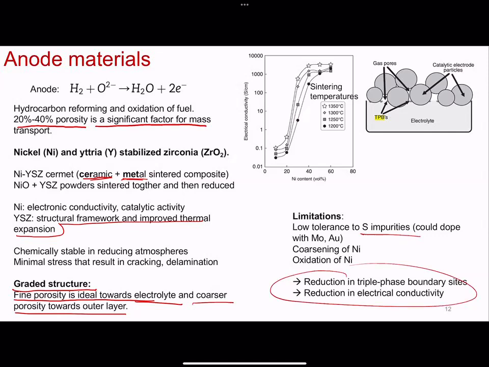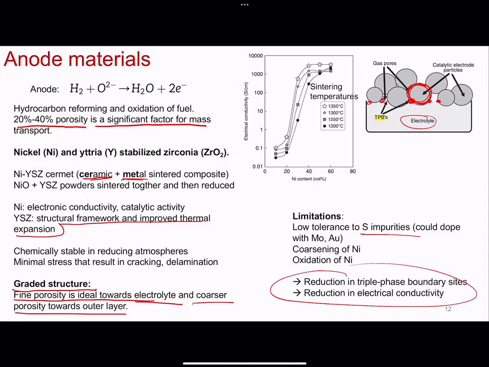So this is the electrolyte. These are the catalyst particles here. These junctures, where the gas, the electrolyte, and the catalyst all meet, that is where the catalysis happens. That is where the ORR happens. That is where the H2 oxidation happens. If those sites go away, your catalyst will die.